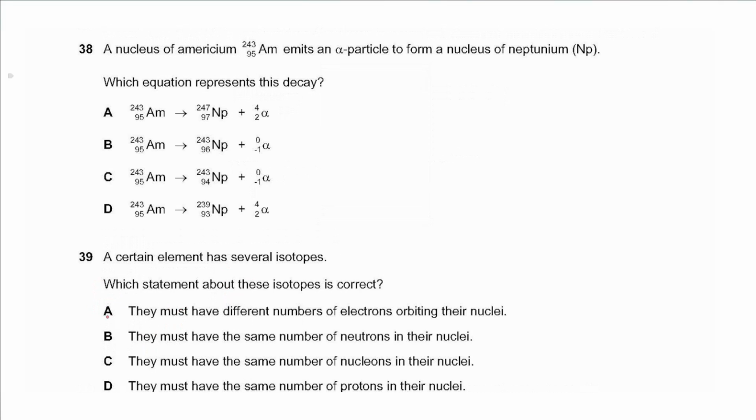Question 38 says a nucleus of americium emits an alpha particle to form a nucleus of neptunium. Which equation represents this decay? So we need to memorize the numbers for an alpha particle. It's 4 and 2, not 0 and -1. 0 and -1, that is beta particles, so it is not B nor C. And for the neptunium, we need to balance the numbers. So 243 minus 4 gives 239. So it is not A, it is D, because the number here is balanced. And to check, 95 minus 2 gives exactly 93. So we are sure that the answer is D.